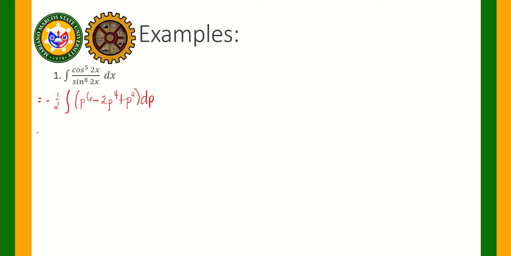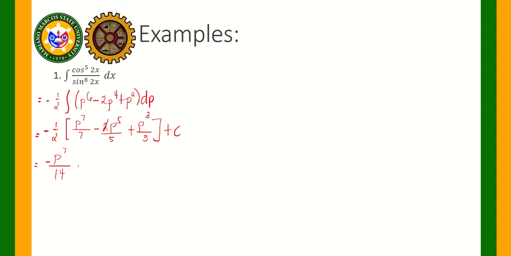So, we are now ready to integrate. So, this will be equal to negative 1/2 times P raised to 7 over 7 minus 2P raised to 5 over 5, and then plus P raised to 3. Sorry. That is P raised to 3 all over 3, and then plus C. So, we distribute C2. This will be equal to negative P raised to 7 over 14, and this will cancel.